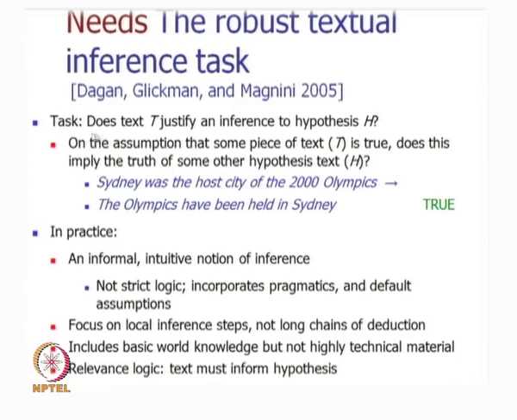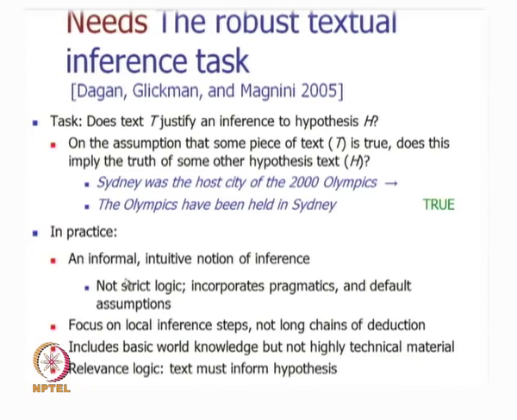So, if we look at this task, does text T justify an inference to hypothesis H? On the assumption that some piece of text T is true, does this imply the truth of some other hypothesis text H? Sydney was the host city of the 2000 Olympics. The Olympics have been held in Sydney, which is a true entailment. So, the question is: does the hypothesis text follow from the text which is given before?